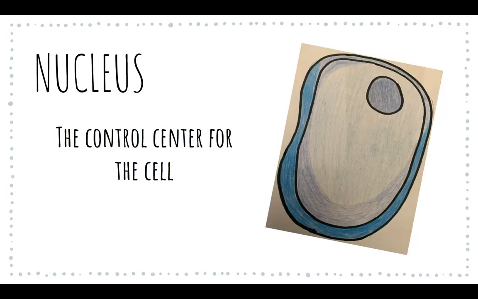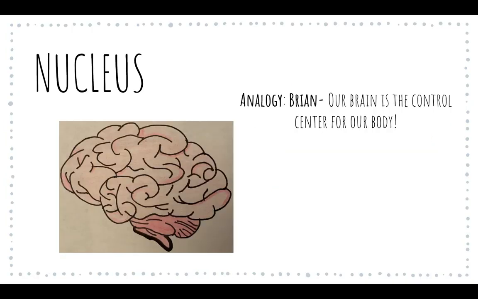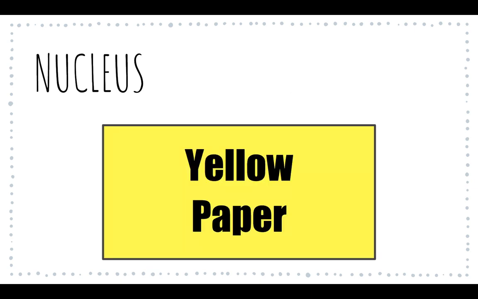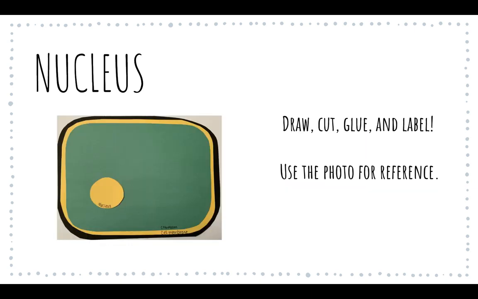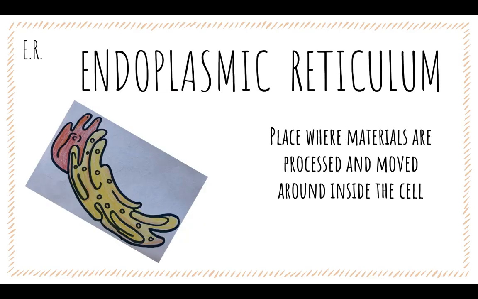Nucleus, the control center for the cell. Analogy is a brain. Our brain is the control center of our body. Yellow paper. Draw, cut, glue, and label. Use the photo for reference.